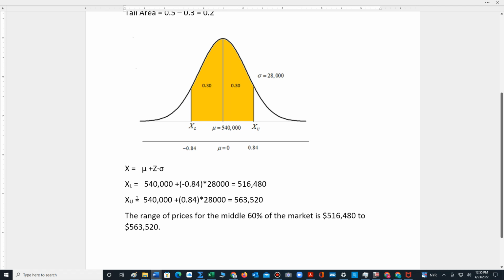The upper cutoff score, X sub U, is the mean, 540,000, plus the Z value, positive 0.84, times 28,000. It is $563,520. We're now ready to answer the question.